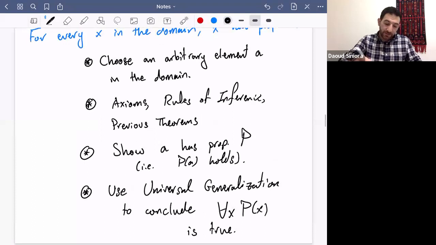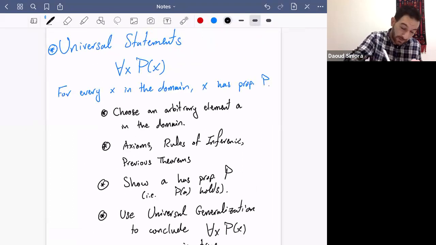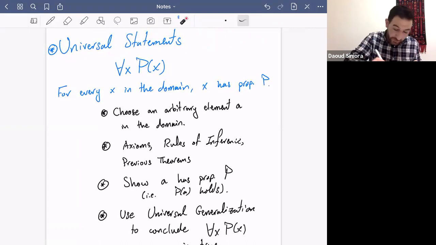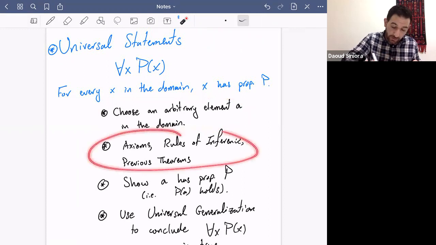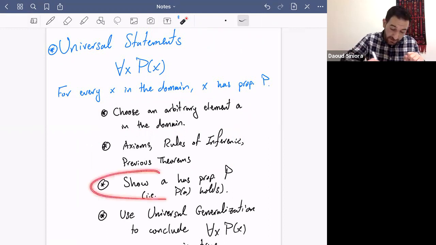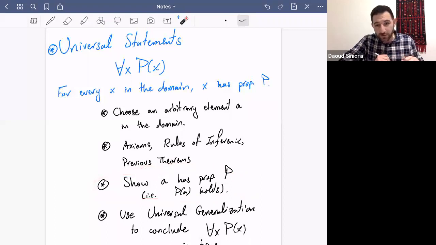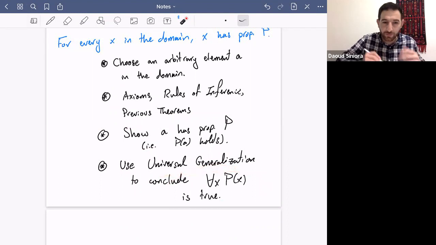Okay, so this is the strategy of proving a universal statement. Again, simply we choose an arbitrary element in the domain. We use what we are allowed to use: axioms, rules of inference, previous theorems. We show that this element A that we chose arbitrarily has the property P. Once we do this, then we know that every element in the domain has the property P, which means the statement for all x, P of x, is a true statement.